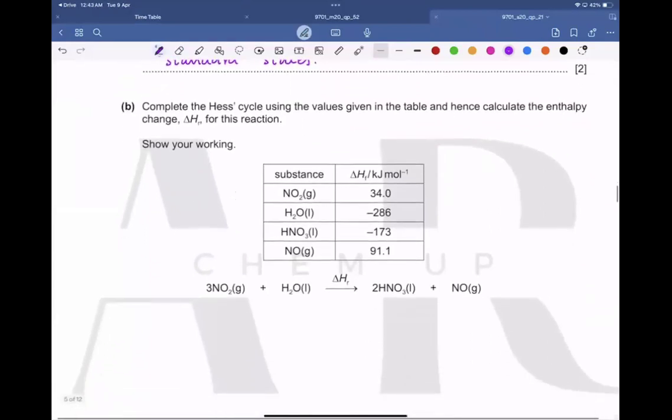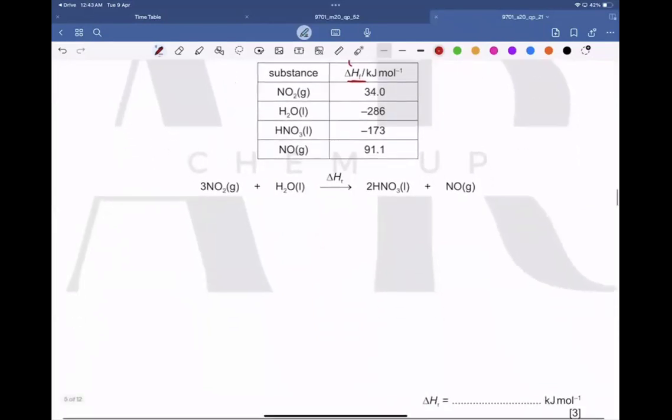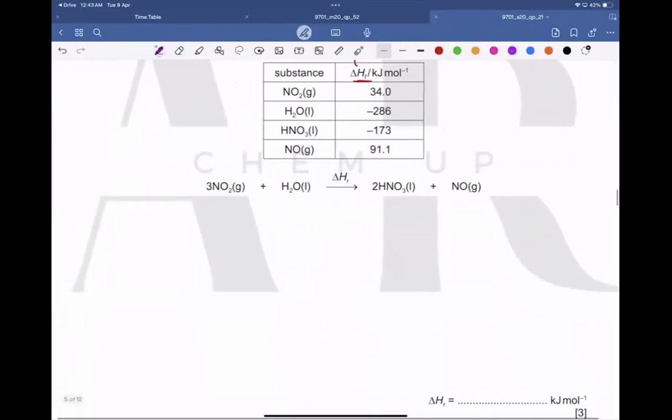Now, B part. Complete the Hess's cycle using the values given in the table and hence calculate the enthalpy change ΔHr for this reaction. Okay. So, see, formations are given, and if you recall, in formation equations, elements turn into compounds, right? That kind of reaction's enthalpy change is called enthalpy change of formation. So here, if you see, all of them are compounds. So what I'm going to do, I'm going to put the elements over here.